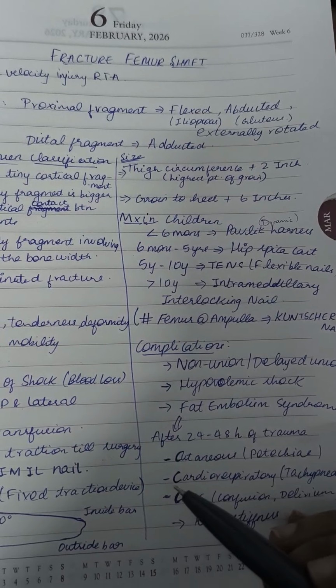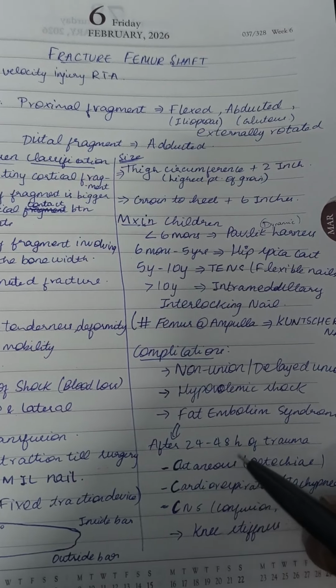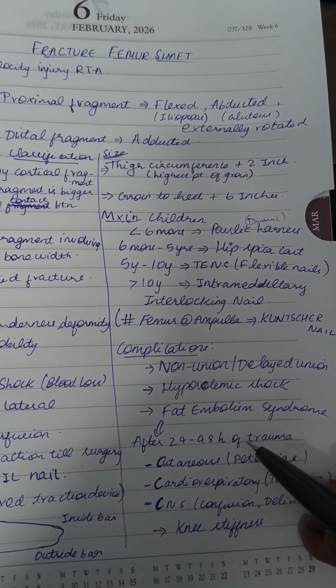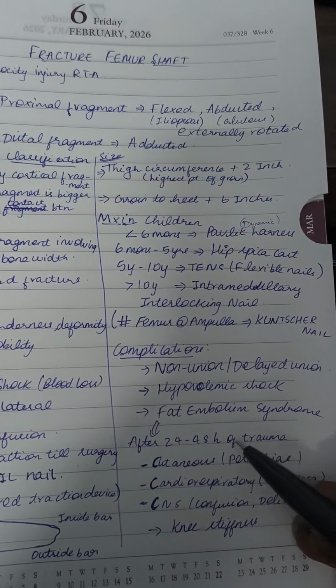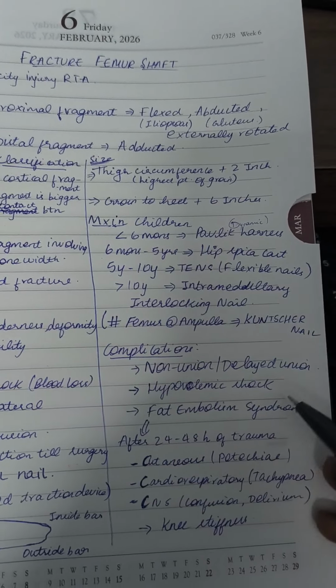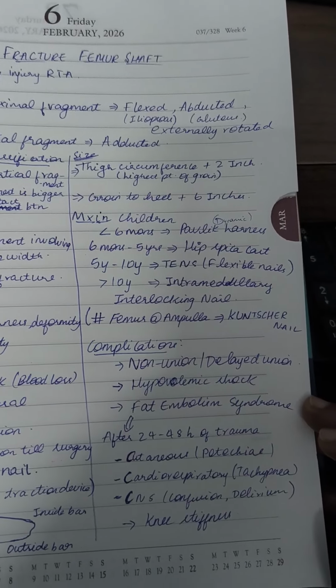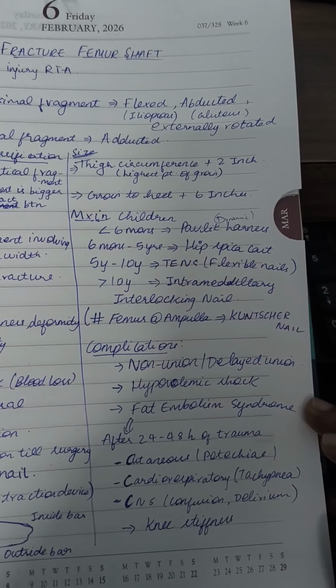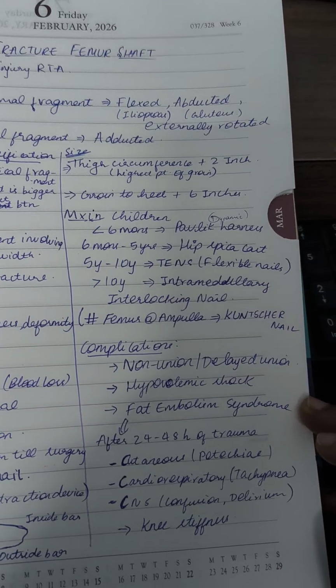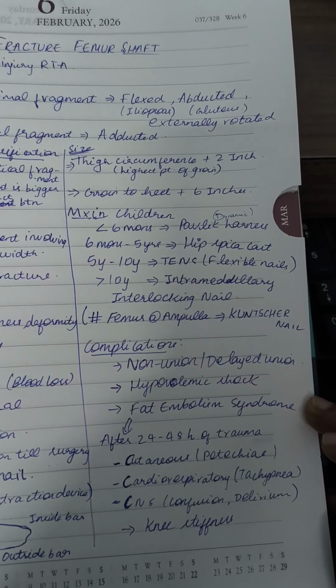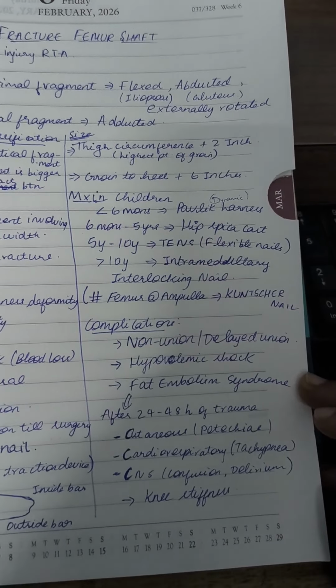For management of femur shaft fracture in children less than 6 months, we can use a Pavlik harness, which is a dynamic splint. And for 6 months to 5 years, we can use hip spica cast. And 5 to 10 years, can use flexible nails like TENS, which is a titanium elastic nail system. For more than 10 years, we should use intramedullary interlocking nail.